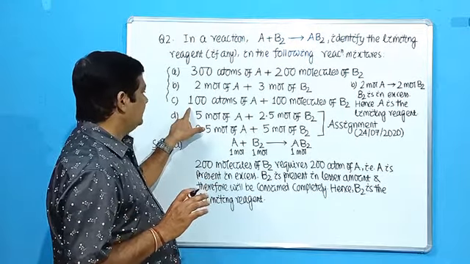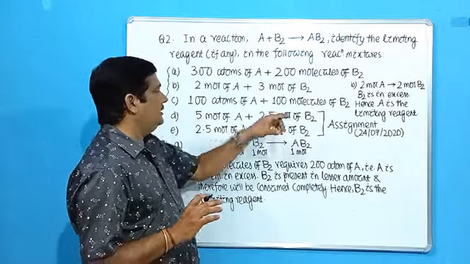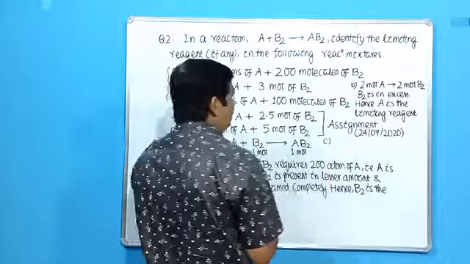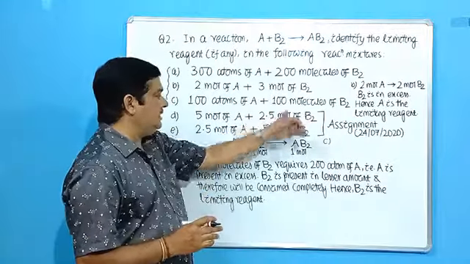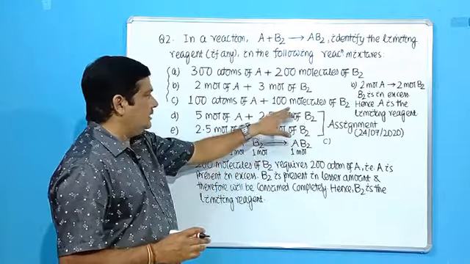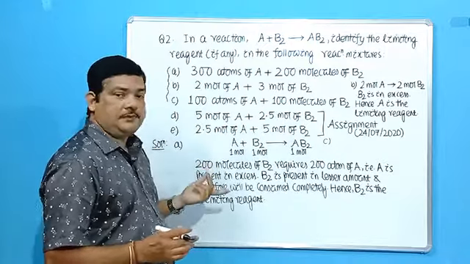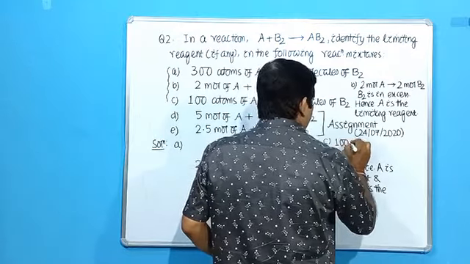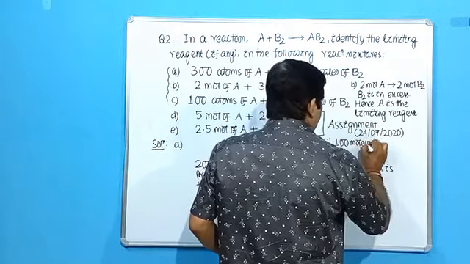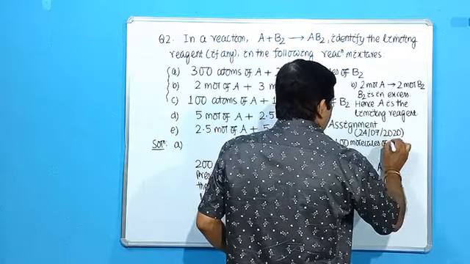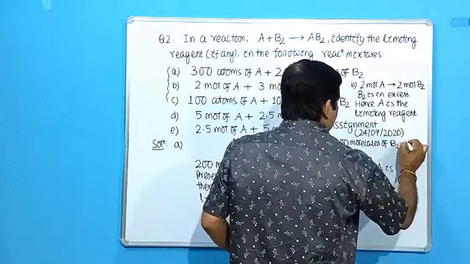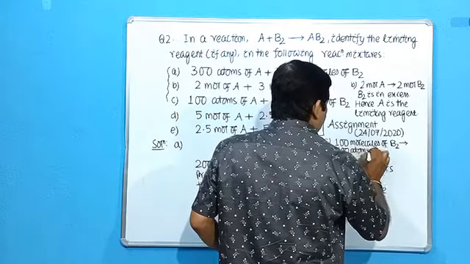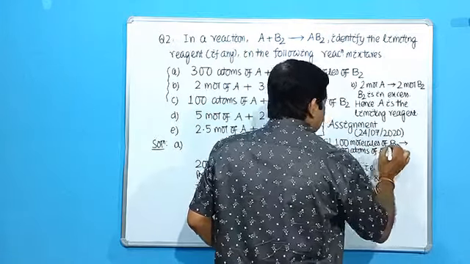Okay, now coming up to C. 100 atoms of A and 100 molecules of B2. So what will be the answer of C? So 100 molecules of B2 as per ratio 1:1. 100 molecules of B2 requires 100 atoms of A. So we will write like this: 100 molecules of B2 requires 100 atoms of A.